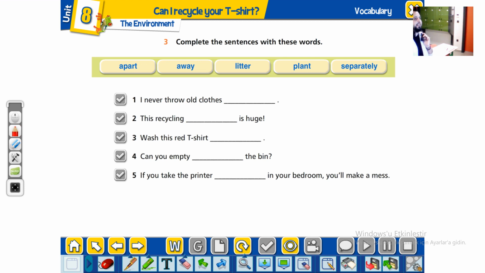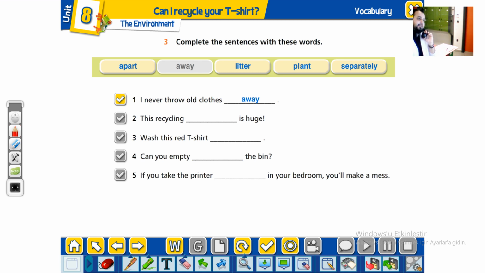And now we are going to fill in the blanks with the words above. We have apart, away, litter, plant, and separately. Let's see the first one. I never throw old clothes... We learned that before, 1 or 2 minutes ago. Throw away we are going to use for atmak anlamda. I never throw old clothes away. Eski kıyafetlerimi atmam şeklinde kullanıyoruz.